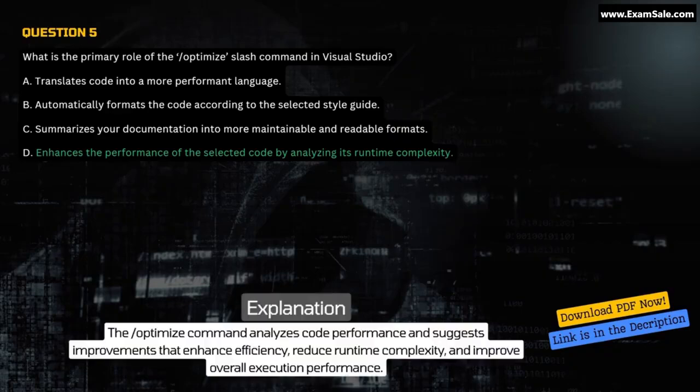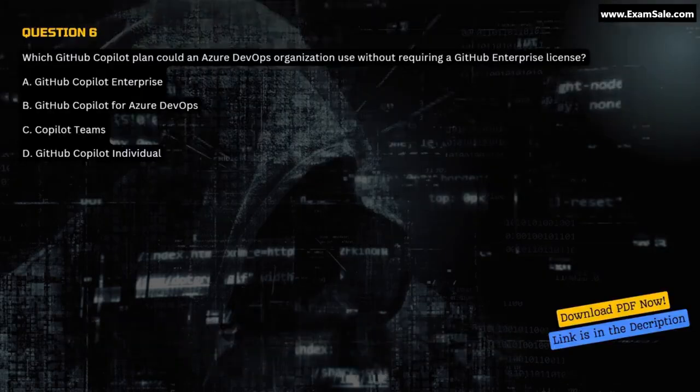Explanation. The /optimize command analyzes code performance and suggests improvements that enhance efficiency, reduce runtime complexity, and improve overall execution performance. Question 6. Which GitHub Copilot plan could an Azure DevOps organization use without requiring a GitHub Enterprise license?